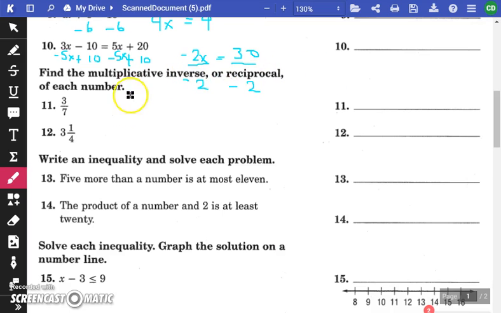Remember, inverse or reciprocal basically means you're just flipping the numerator and the denominator. So the inverse or reciprocal number of 3/7 would be the denominator over the numerator. So that would be 7/3. This is a mixed number, so what you're going to have to do is convert it into an improper fraction. 3 times 4 is 12, plus the 1 is 13 over 4, and then you would just flip it into 4/13.